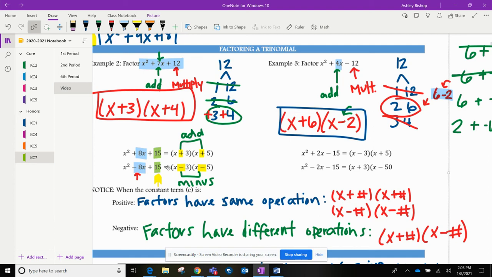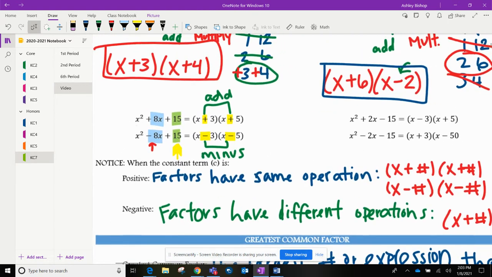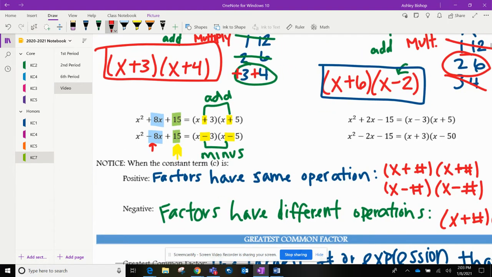All right, so what I said in that last video was that I was going to pause it and write down what I just said. So down here it says when the constant term C is positive, it goes over here. The constant term is just the last number. That means your last number.